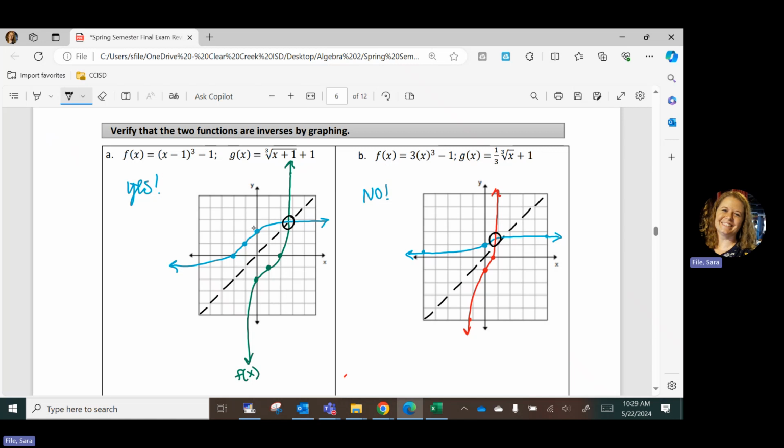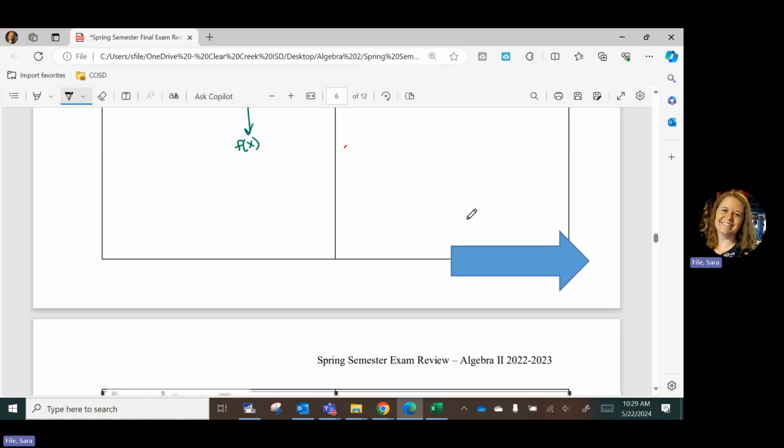Like these points were at 0, 2, and this one was at 2, 0. Things like that to check for. You feel okay about inverses? All right, and these were done with cube and cube root, but this is true for any type of function. If they are inverses, they should be reflected across that line, y equals x.